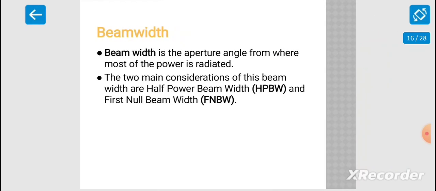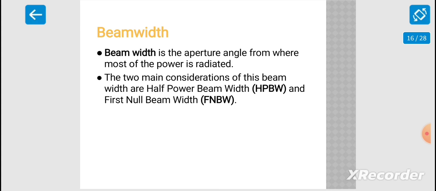Next, beam width. Beam width is the aperture angle from where most of the power is radiated. In order to compare the directivity of antennas quickly, beam width is useful. For any pattern, beam width is defined as the angular separation between two identical points, that is P and P dash, on the opposite sides of the pattern maximum.